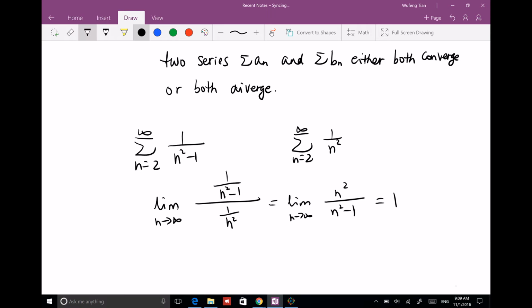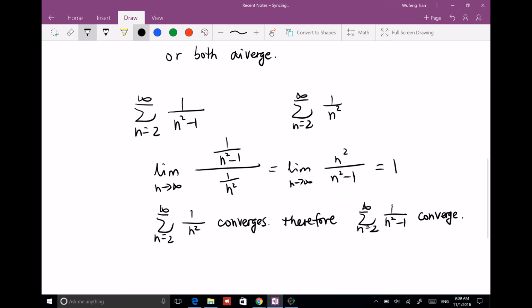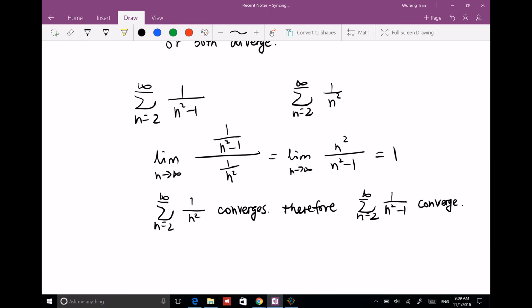Then since the sum from n equals 2 to infinity of 1 over n squared converges, therefore the sum from n equals 2 to infinity of 1 over n squared minus 1 converges. Okay.